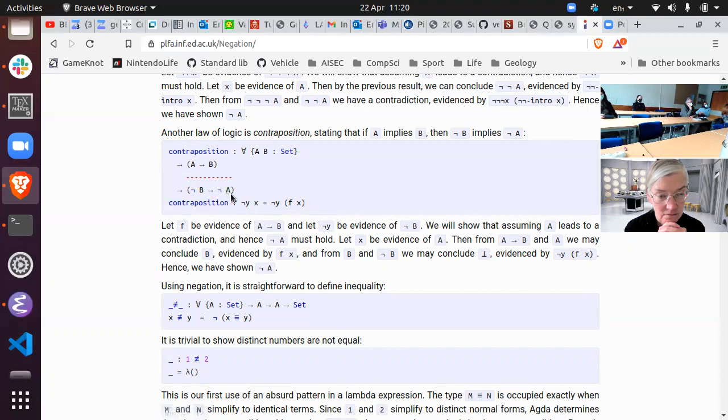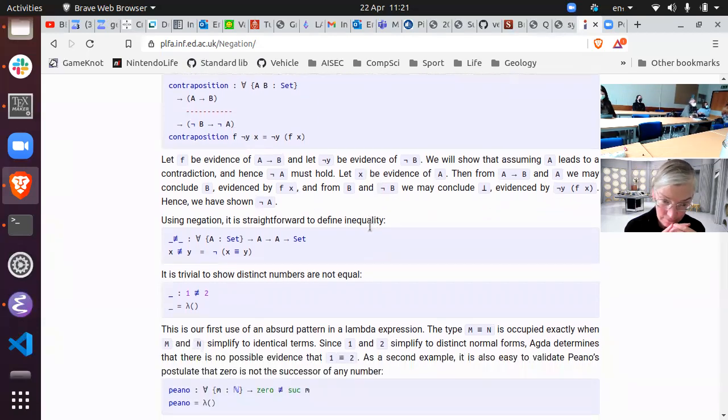In some sense, it all makes sense once you expand the definition of not A out. So we're trying to prove something of type bottom. The only way we can produce something of type bottom is to use the proof of not B. So we've got not B, so we need to produce an element of B. Well, we've got an element of A and a function from A to B. So we're good.